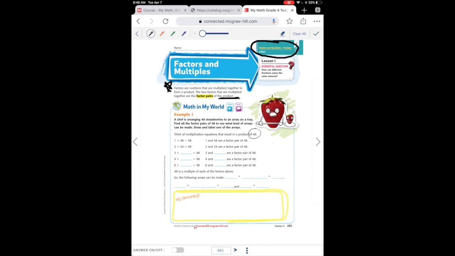Oh, it's not going to let me write again. There we go. 48 divided by 3. The first thing we need to do is at the top write our steps to division.